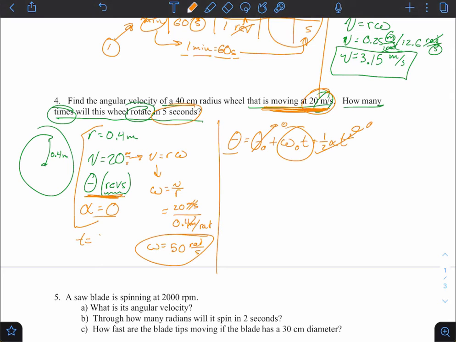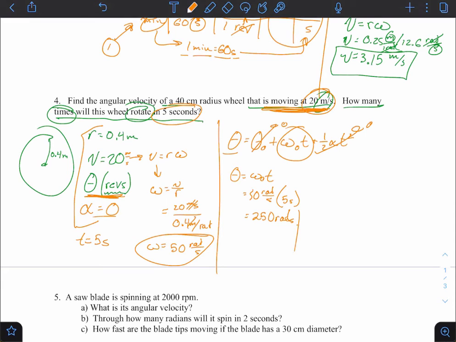Initial position is 0. So theta equals omega naught t, and we're given a time of 5 seconds. I forgot to put that in my list. That was very lazy of me. So theta equals omega naught t, and we are trying to solve for theta. Perfect. So 50 radians per second times time, which is 5 seconds. So that's going to give us 250 radians total.